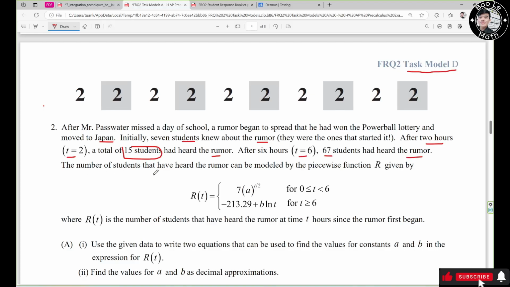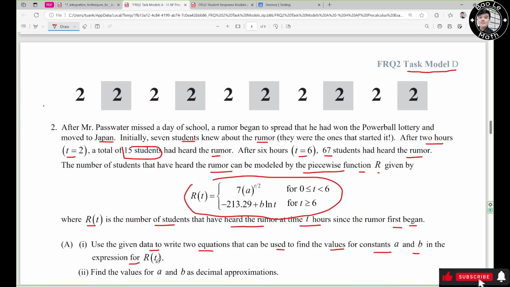The number of students that heard the rumor can be modeled by the piecewise function R given here, where R(t) is the number of students that heard the rumor at time t hours since the rumor first began. Question 8I. Use the given data to write two equations that can be used to find the values for constants A and B in the expression R(t). Question 8-2I. Find the values for A and B as decimal approximations.